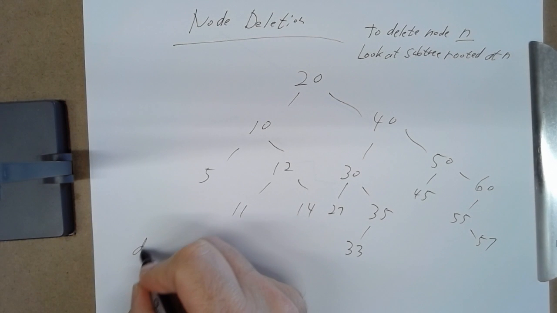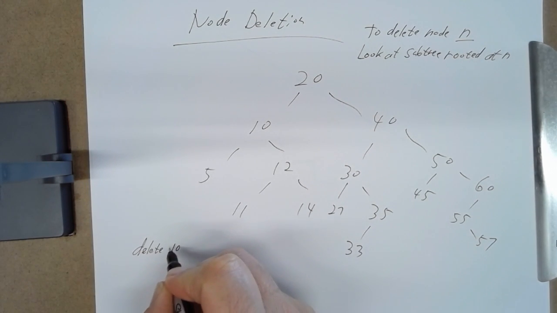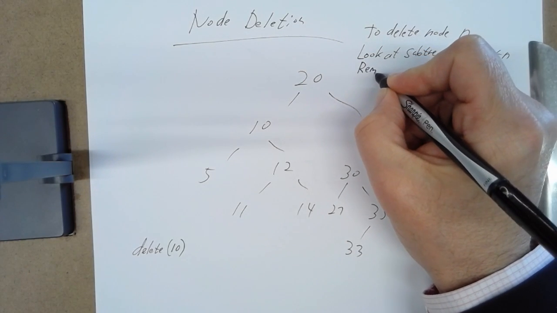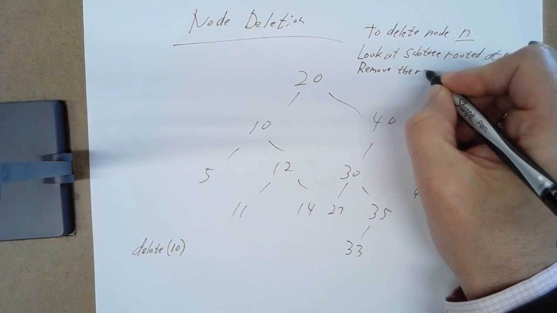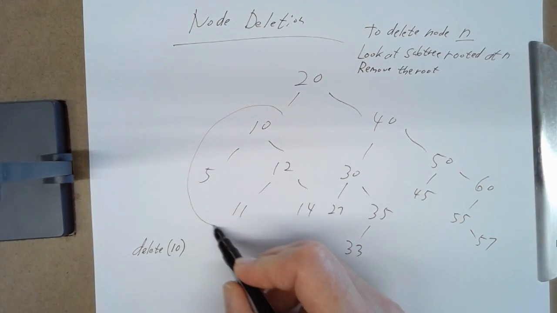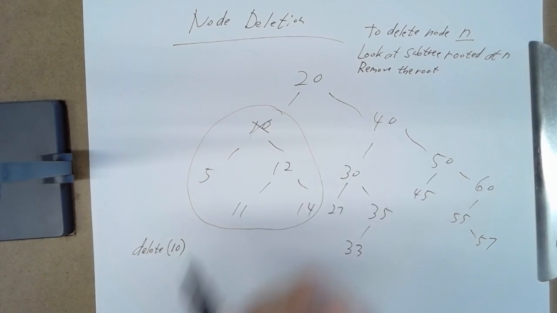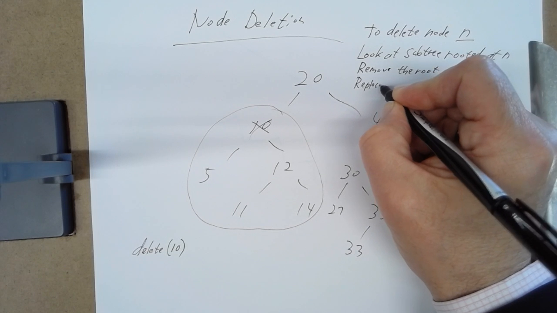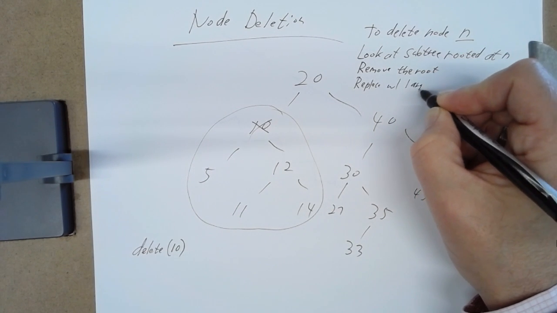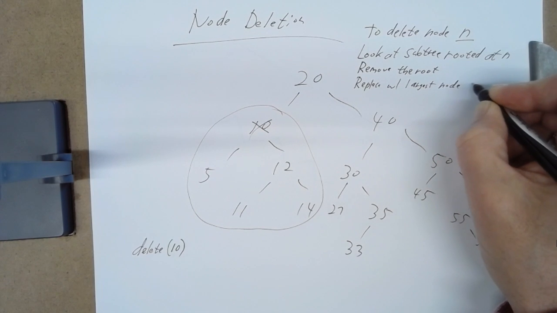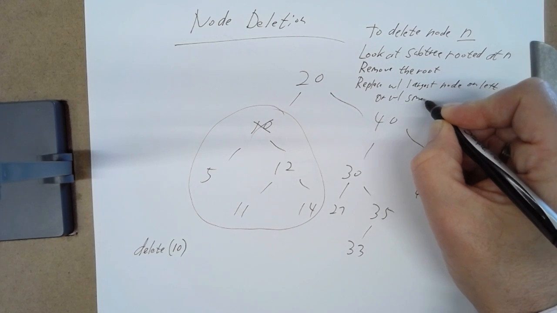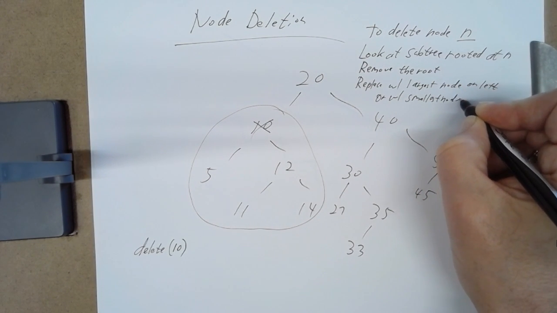So let's say we want to delete the 10. We're going to remove the root. So we're just working on this tree right here. We're going to remove the root, and we're going to replace it. And we have two ways that we can do this. We can replace it with the largest node on the left, or with the smallest node on the right.